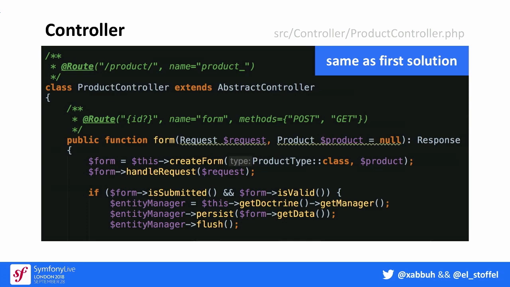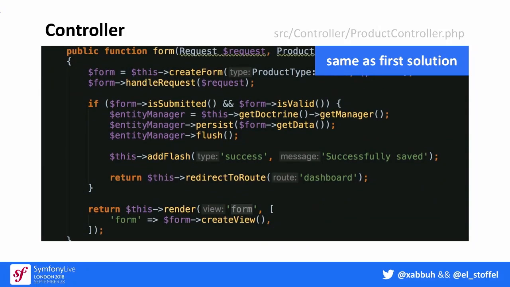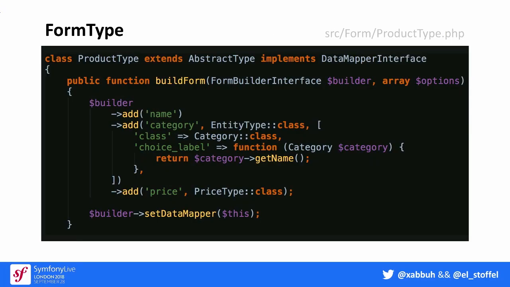The controller looks the same as it was in our first example, because we don't want to deal with DTOs anymore, so we are passing product entities here. Our product type is a bit different now. We introduced a new form type called price type, which is basically there to ease the handling of our price entity. And what's now different is this part.